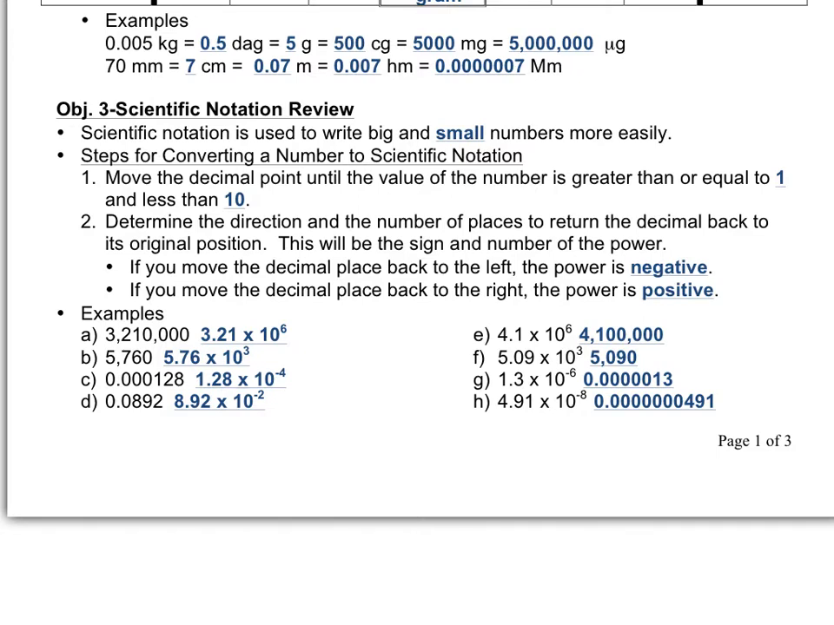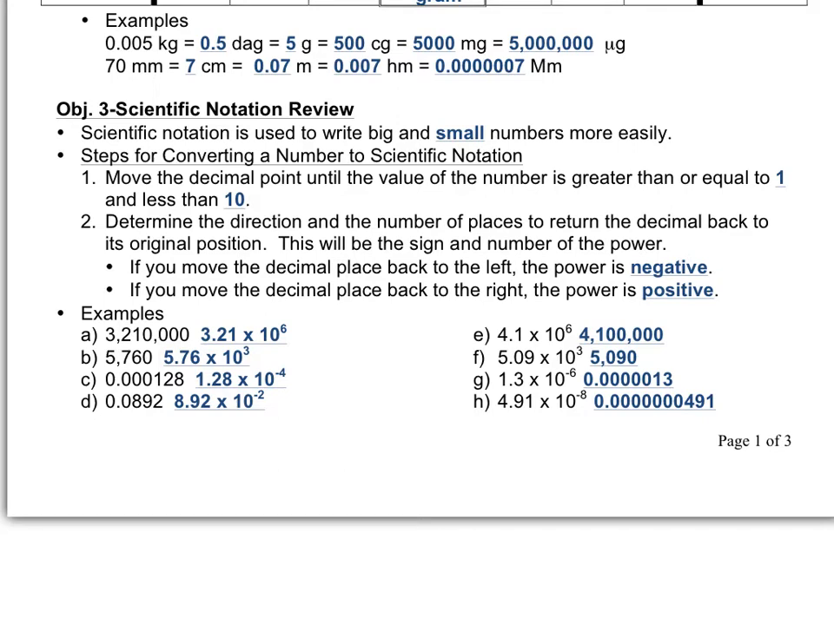And then I ask myself, how do I move it back to where it came from? Well, I have it between the 3 and the 2 right now. So how do I move it back to where it came from? Well, that would be 1, 2, 3, 4, 5, 6 places to the right. So that would be a positive 6. And if you just think about it, does it make sense that you're multiplying by 10 6 times? Yeah, because this is a huge number, right?